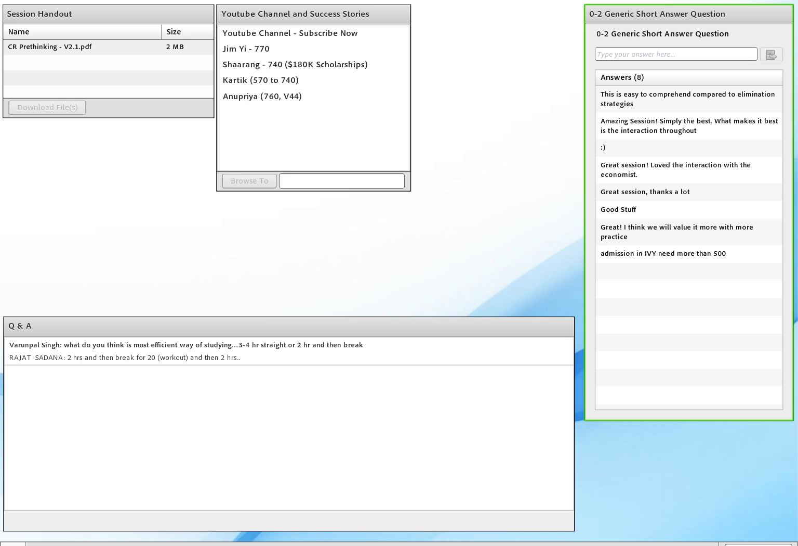The other piece someone asked sometime earlier was, does the difficulty level of questions that I get in CR depend on how I do in SC or RC? And the answer to that is no. Each subsection, both on quant and verbal side, is independent. So that's something that you guys can focus on.